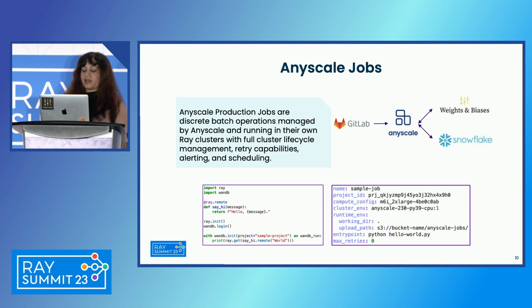So we've got a project ID. We create our own compute configs. We have our own cluster environment. And then we have an entry point from which it connects to the Python application code to run a particular Anyscale job.